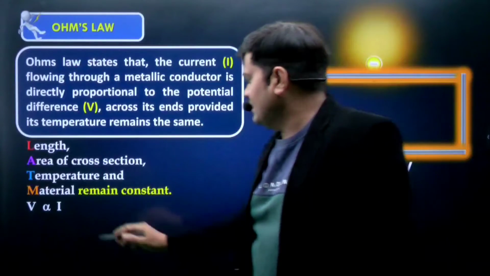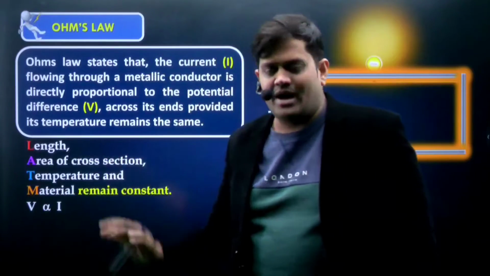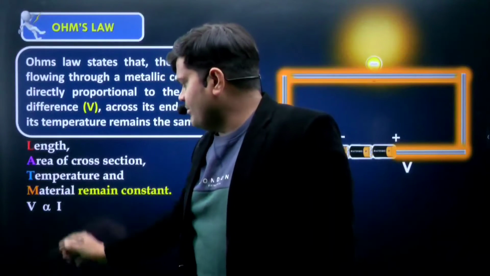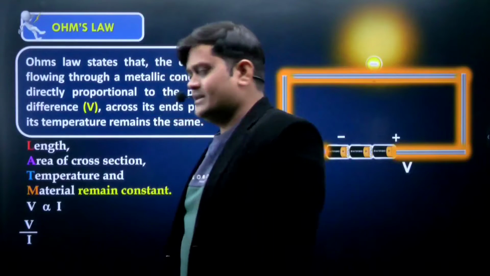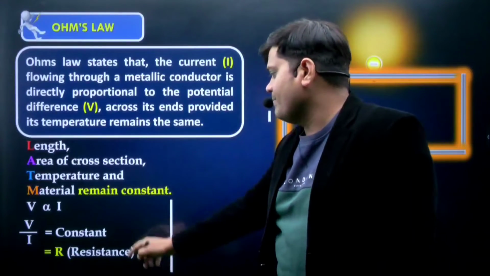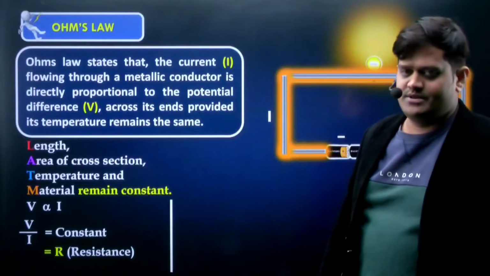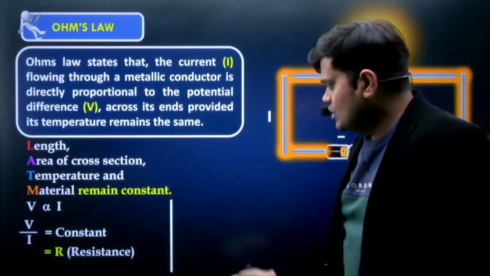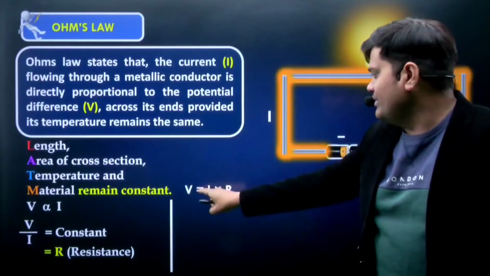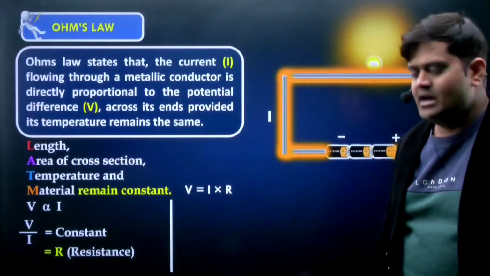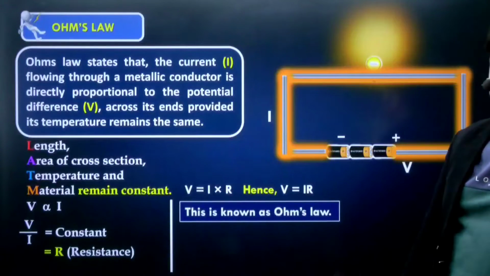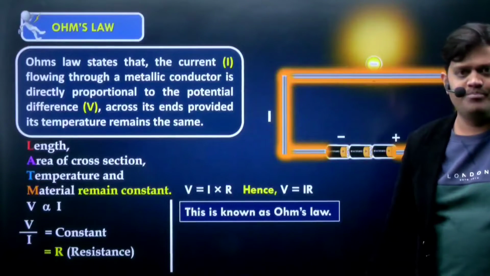Hence we can say that V is proportional to I. If we remove the proportional sign, then we have a constant, and that constant is R, called the resistance. So V equals IR. It is the standard formula, and this is called Ohm's law.